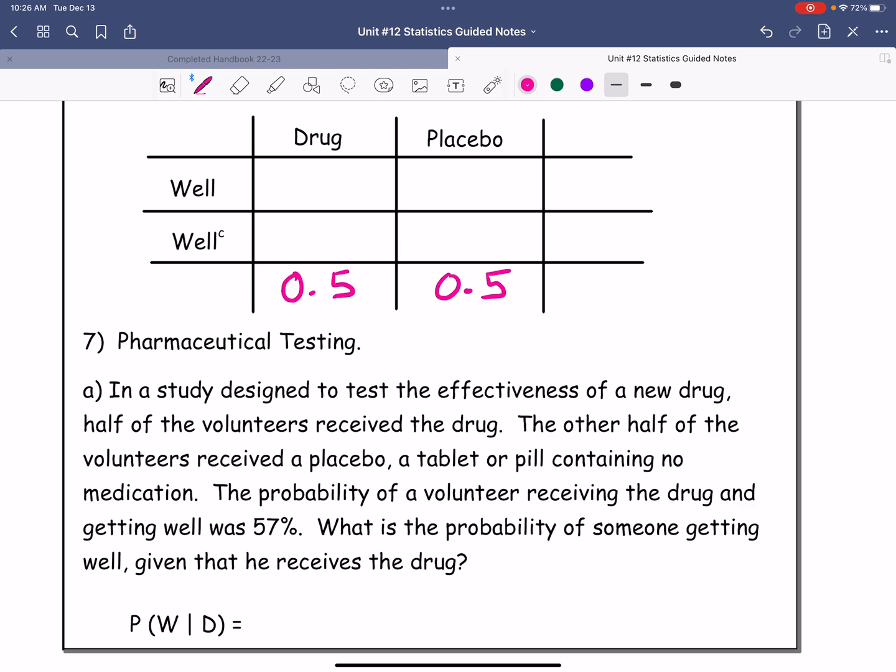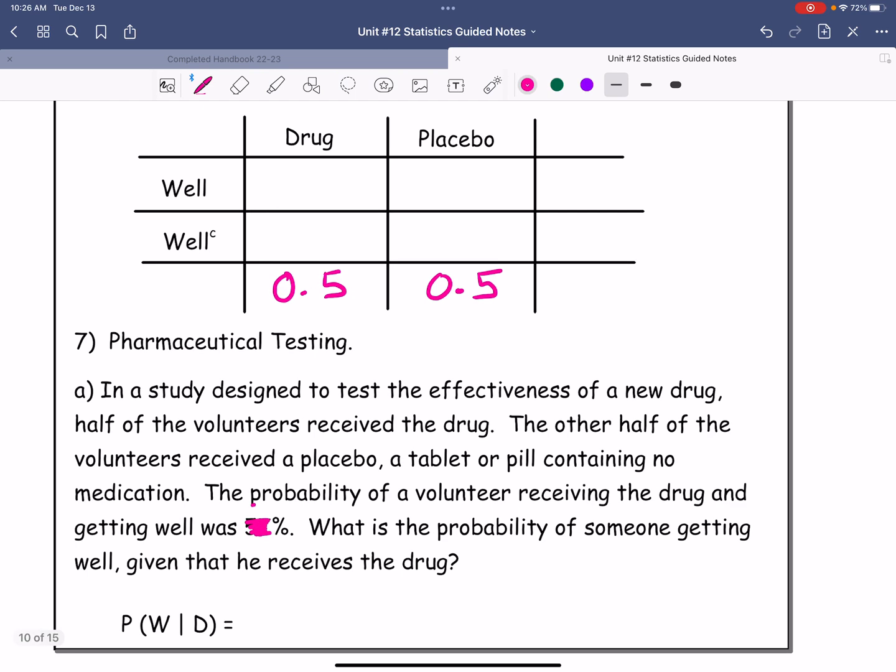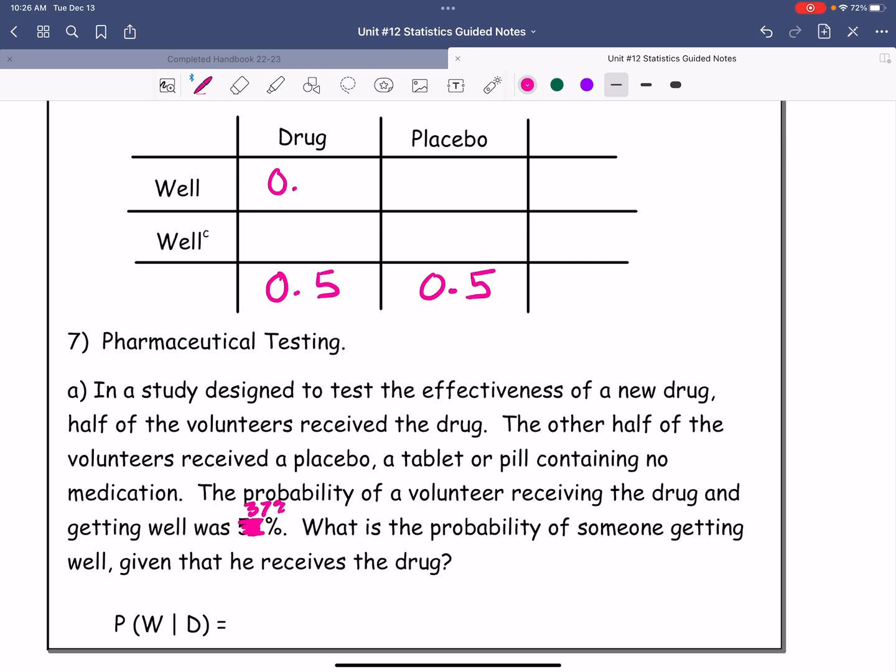And the probability of a volunteer receiving the drug and getting well is 57. We've got to change that. We're making that 37, otherwise the problem won't make sense. So we've got 0.37 here, which means that not well, that's well complement, would be 0.13, because that's 0.5 minus 0.37. And that's all we need.